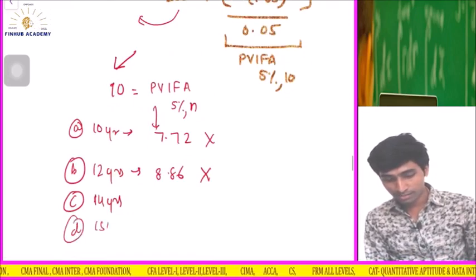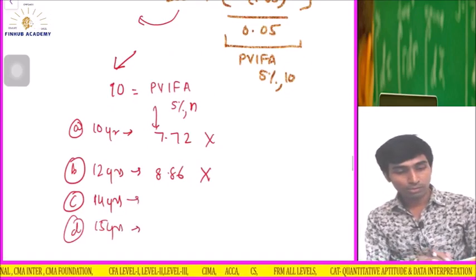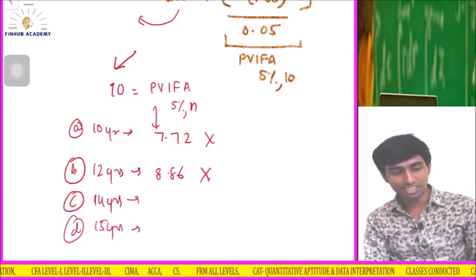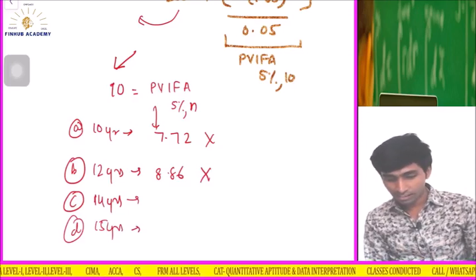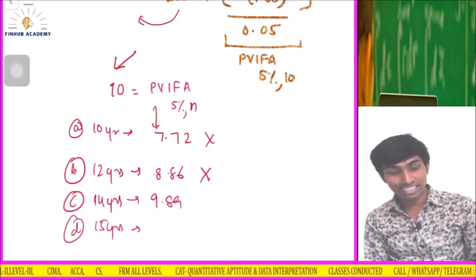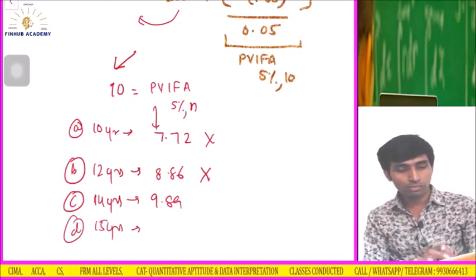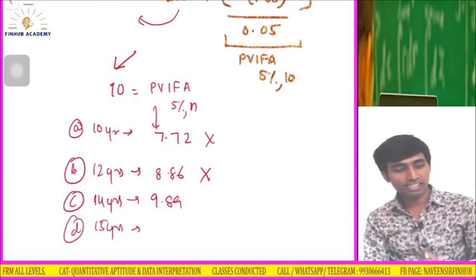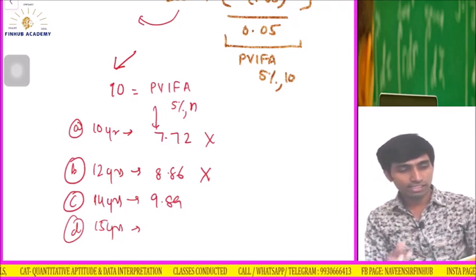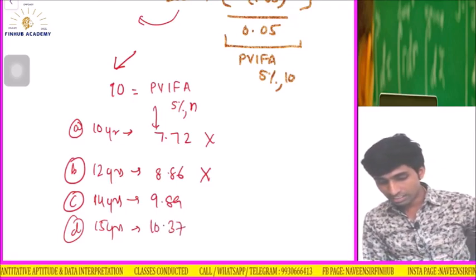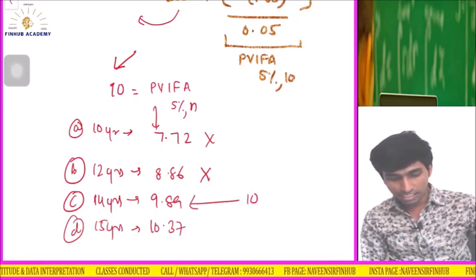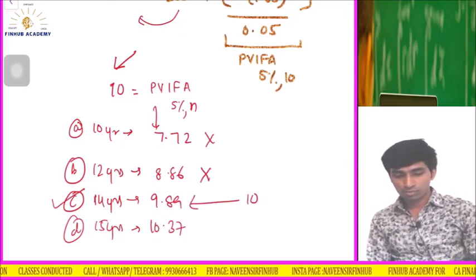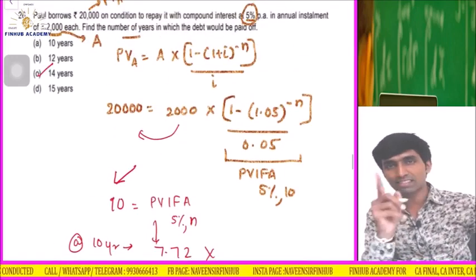Two options I have. Okay, let's concentrate. 1.05 divide, 1, 2, 3, 4, 5, 6, 7, 8, 9, 10, 11, 12, 13, 14, and then GT. So this is 9.89. It's not exactly 10, so let me check for 15 also. 1.05 divide, 1 up to 15. GT, it is 10.37. Now see, this is nearer to 10. So I will mark the answer as C, 14. Exact answers you will not get, that is for sure. So the answer is 14. You can check; I think the answer given is also 14.